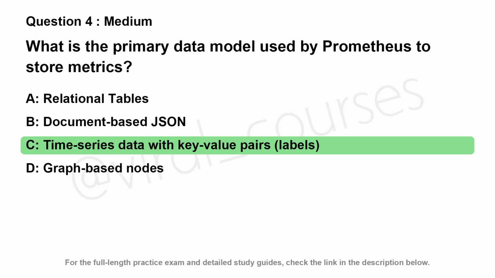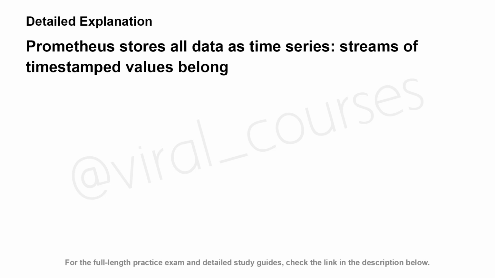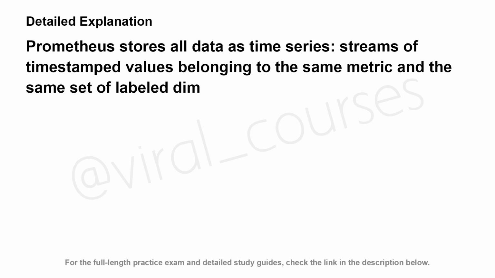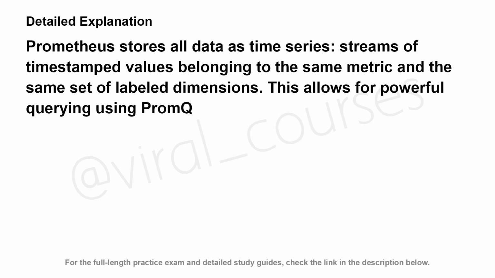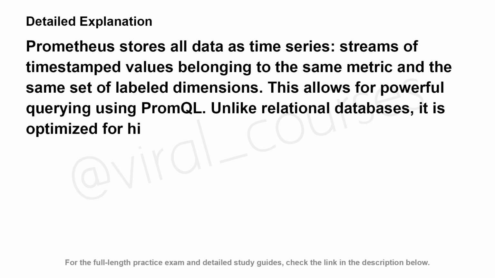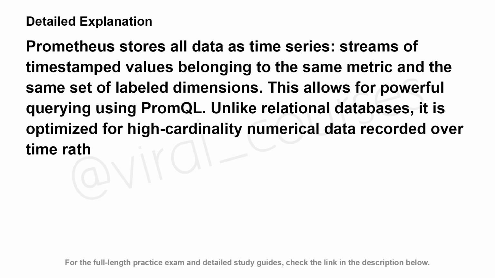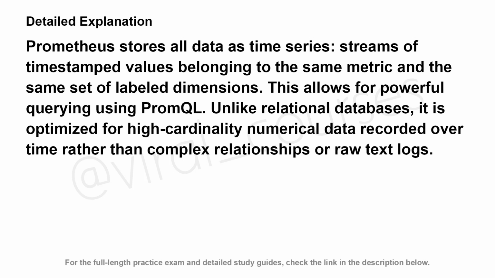The correct answer is C. Prometheus stores all data as time series. Streams of timestamped values belonging to the same metric and the same set of labeled dimensions. This allows for powerful querying using PromQL. Unlike relational databases, it is optimized for high cardinality numerical data recorded over time rather than complex relationships or raw text logs.